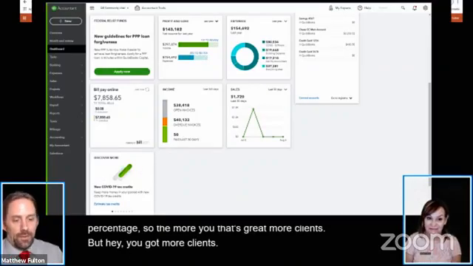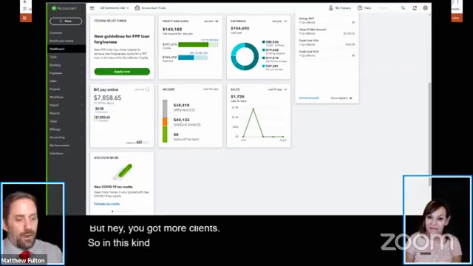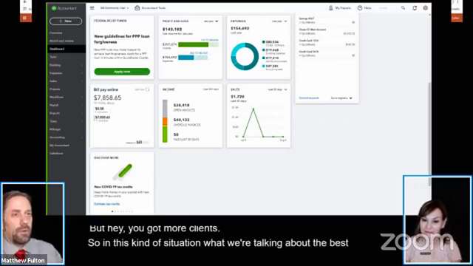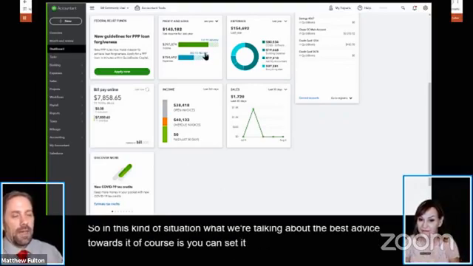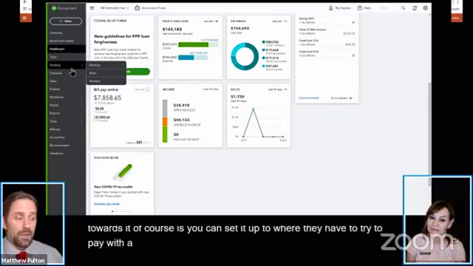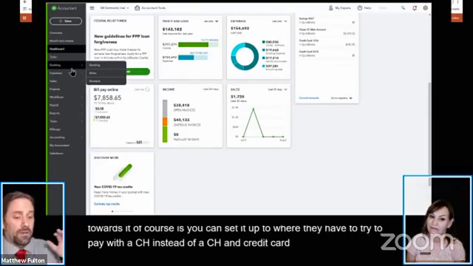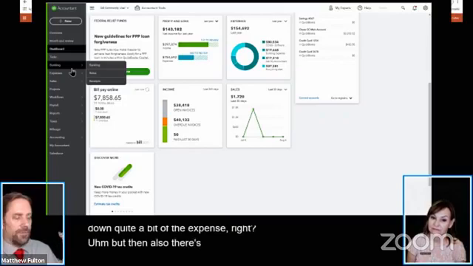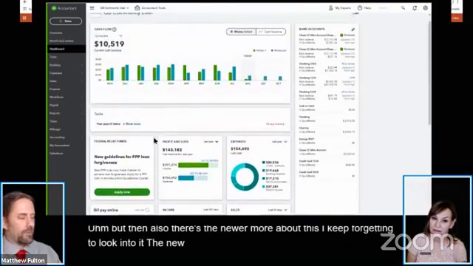Yeah, so in this kind of situation, the best advice is to set it up so they have to pay with ACH instead of ACH and credit card. That will help cut down quite a bit of the expense, right? But then there's also the newer banking setup. You know more about this, I keep forgetting to look into it. What is it again, Linda?